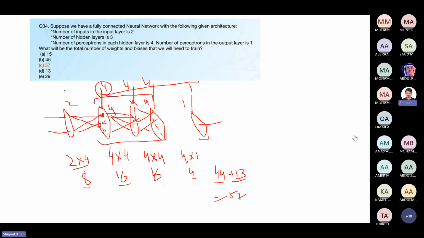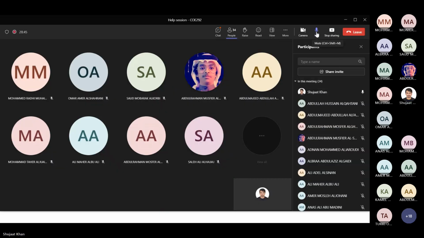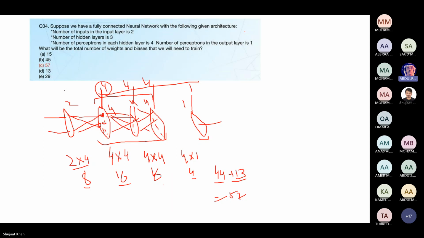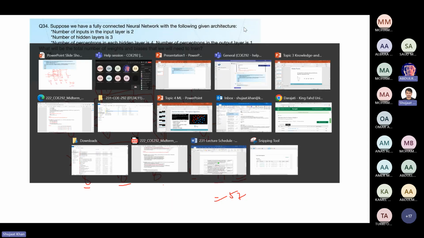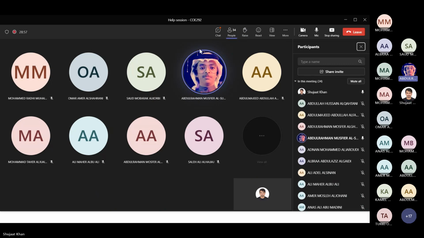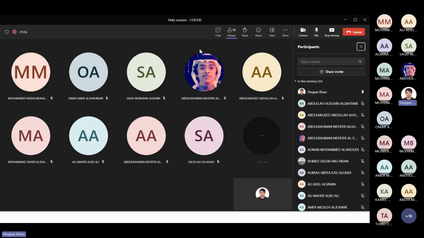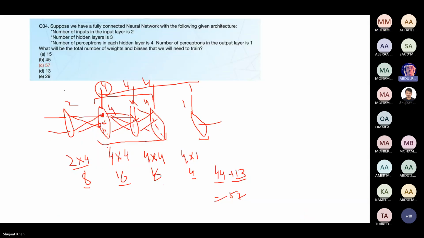Somebody actually raised a hand. So, Doctor, the bias is only for the hidden layers and for the output? Yes, for each neuron there is a bias. The input does not have any bias, because in the input there is no neuron. The input layer is just an imaginary layer. It does not contain anything. It's just telling you how many inputs there are. Okay, thank you, Doctor.